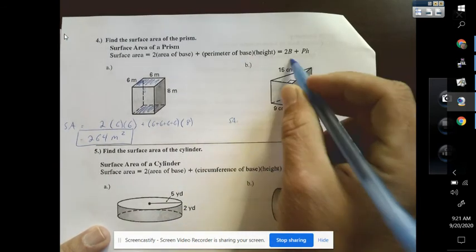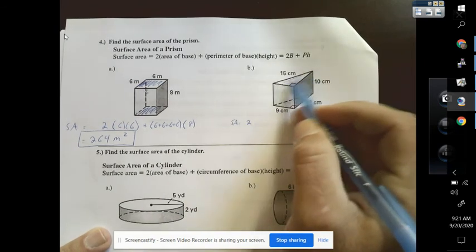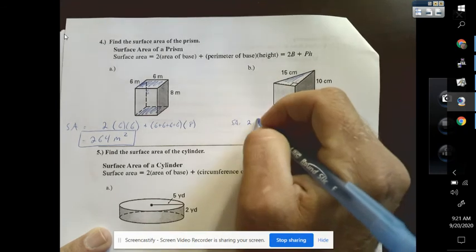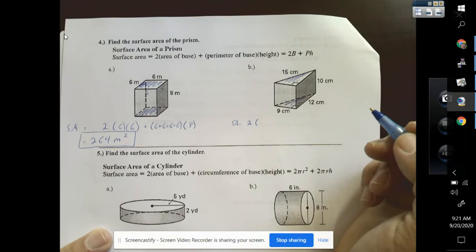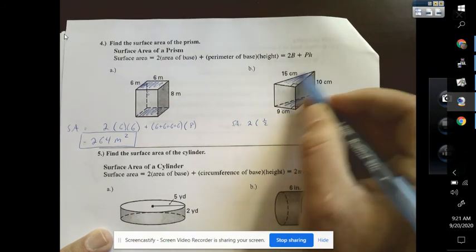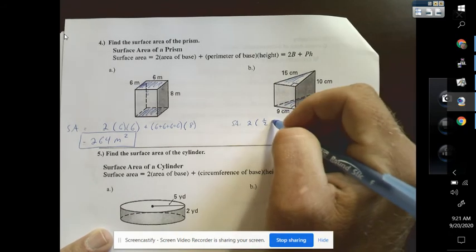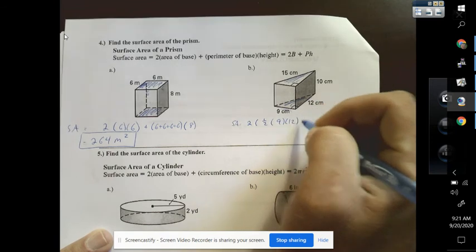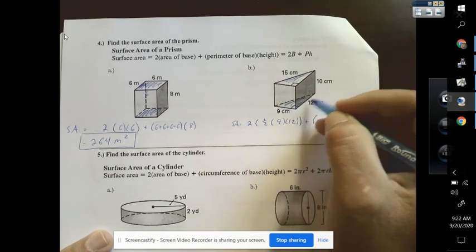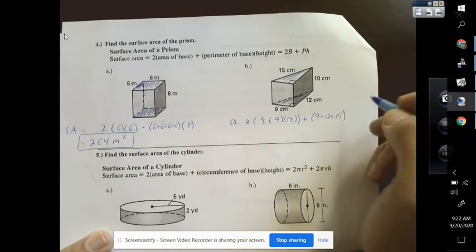Surface area, okay, 2 times area of the base. Well, my base is the triangles in this problem, all right? So I need the area of a triangle, which is 1/2 base times height. So 1/2. So here's my base, here's my height. Please be careful that 15 is not needed for my area, but I do need that for perimeter. So 1/2, 9 times 12, plus the perimeter of my base would be 9 plus 12 plus 15. And then the height between the two, 10.